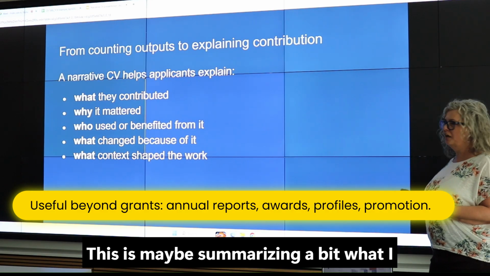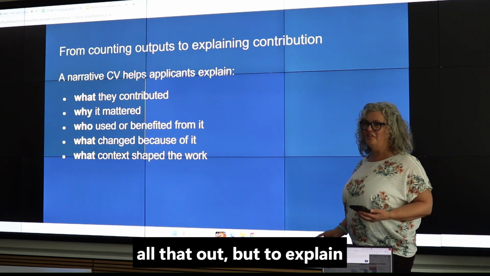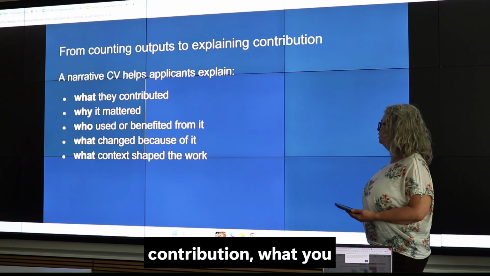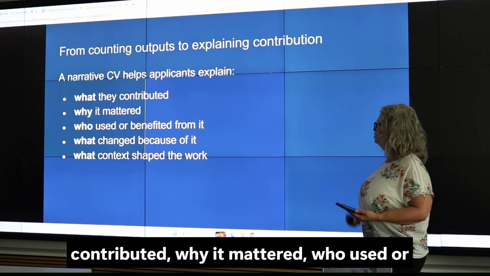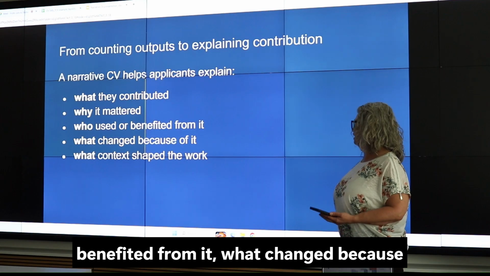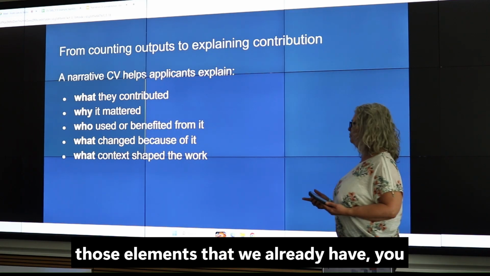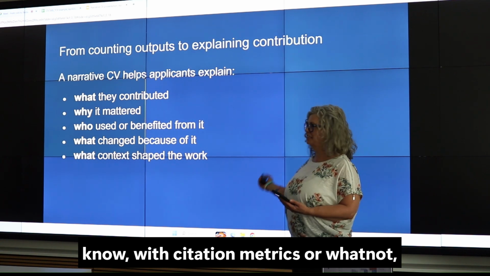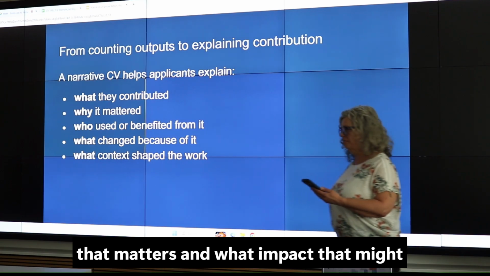This is maybe summarizing a bit what I already said, but we're going from counting inputs, not that we're throwing all that out, to explaining contribution: what you contributed, why it mattered, who used or benefited from it, what changed because of it, and what context shaped the work. So there's still room for some of those elements that we already have, those citation metrics or whatnot, but you can talk a bit more about why that matters and what impact that might have had.